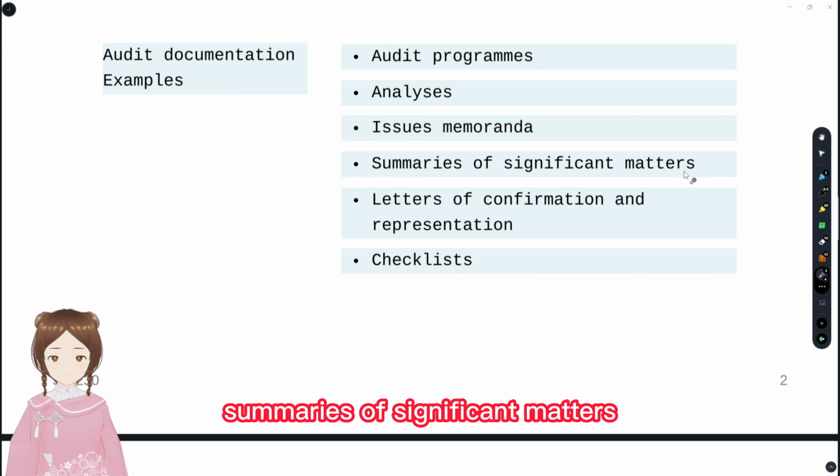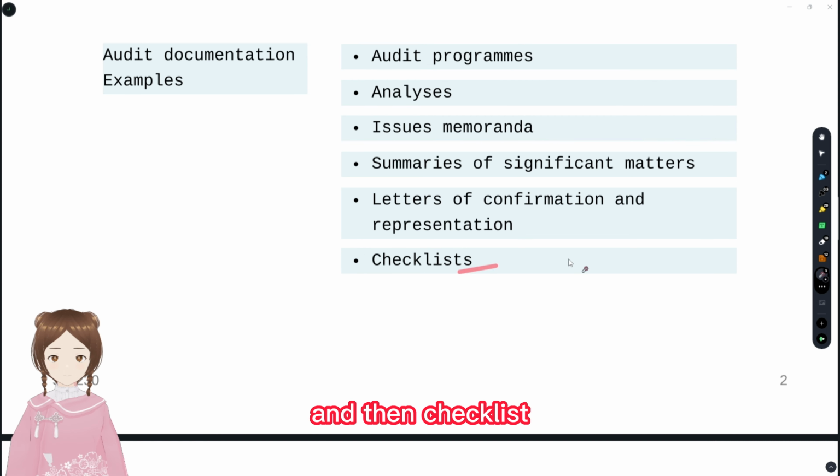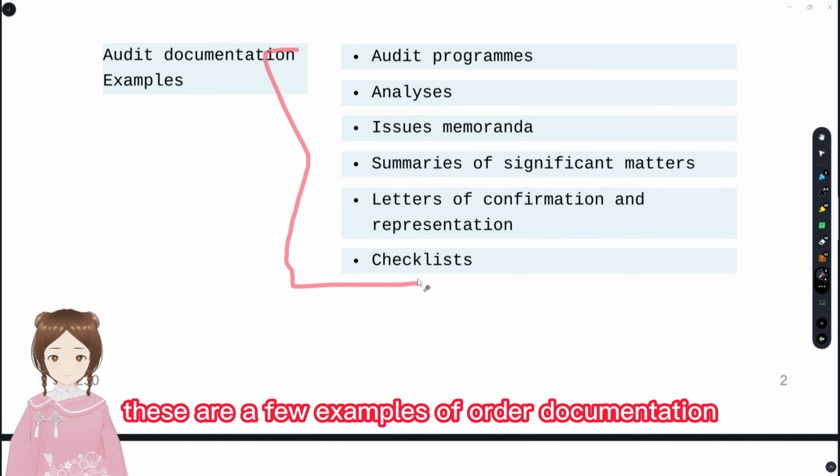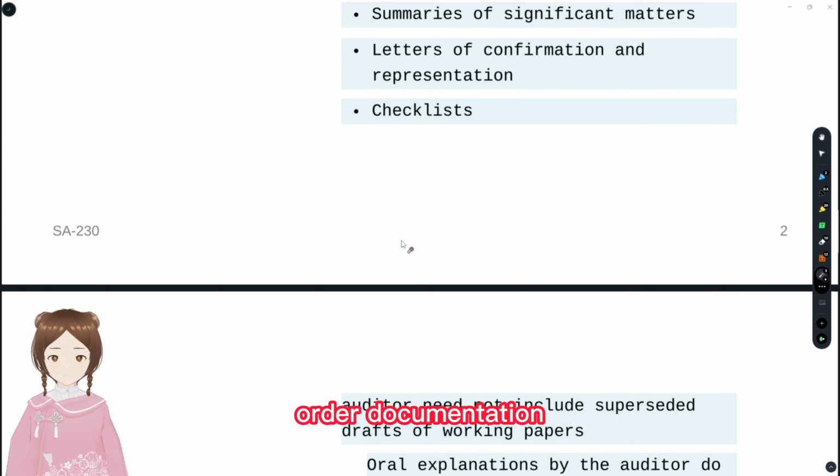Summaries of significant matters, letters of confirmation from third parties and written representations from the management, and then checklists. These are all a few examples of audit documentation. These all together constitute audit documentation.